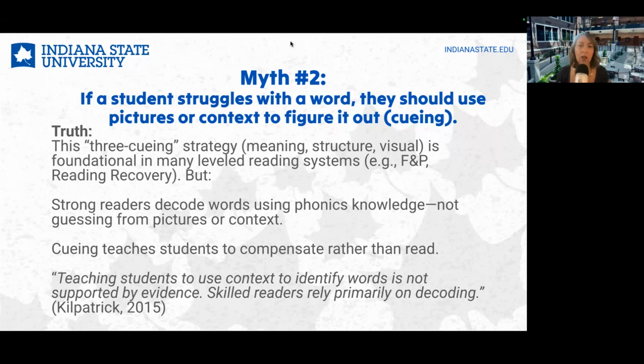Students will have to know how to decode it. We call them word attack skills, how to attack that word to be able to break it down and find the meaning. And that's where root words and morphology becomes very critical.